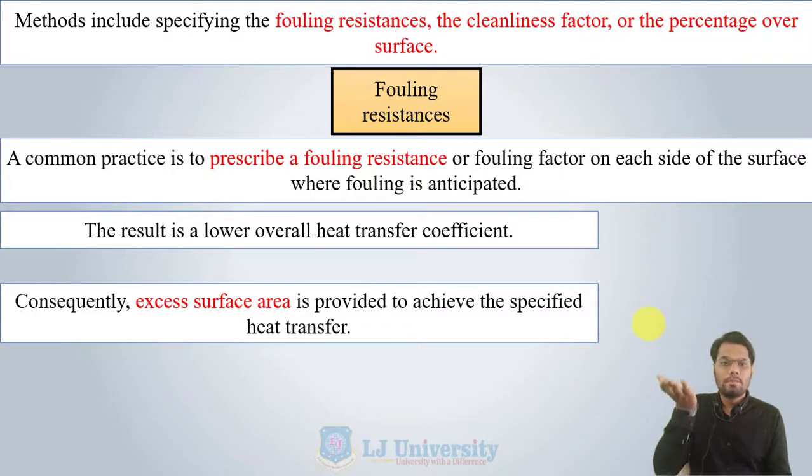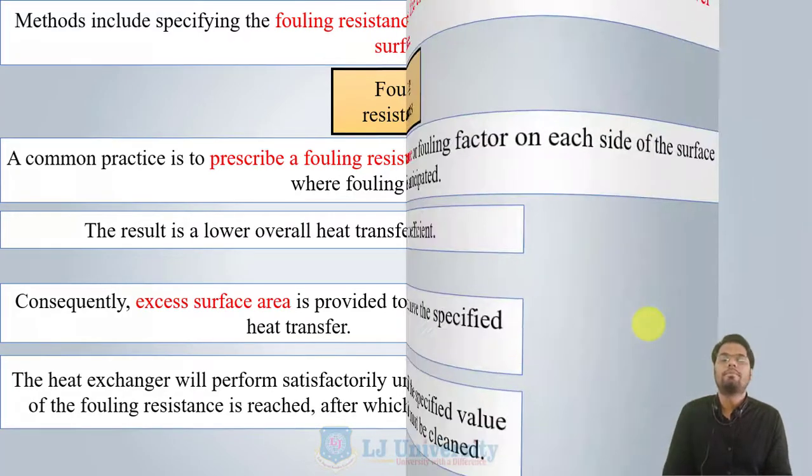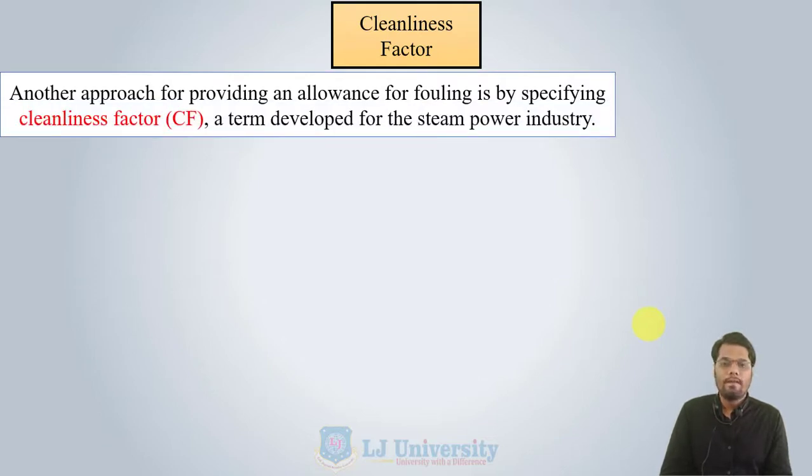So, to achieve a specific heat transfer rate, we have only one option: we have to increase the area, because we know the equation is Q equals UA delta T. So the area of the heat exchanger is in our hands. To compensate for the effect of fouling, after calculating the decrease in the overall heat transfer coefficient, we can increase the area to get the specified heat transfer rate. The heat exchanger will perform satisfactorily until the specified value of the fouling resistance is reached, after which it must be cleaned.